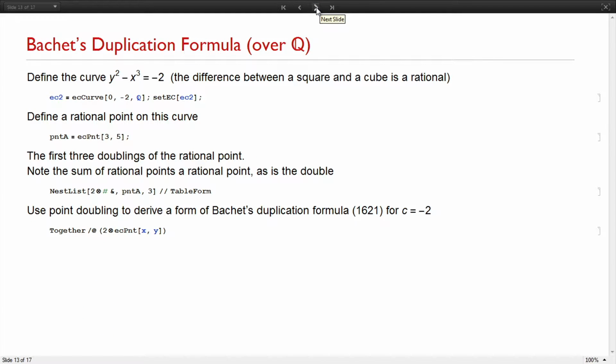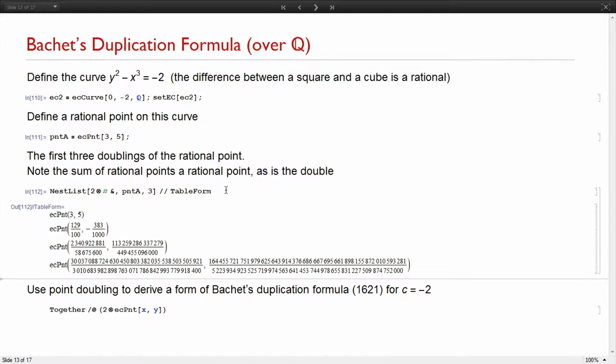Another interesting example: back before Descartes, an early mathematician by the name of Bachet developed a duplication formula for points that satisfy that relationship, the difference of a square and a cube equal to a rational number. And so we can duplicate his work, define the curve, define one rational point on the curve, and then double the points. That is, add the point to itself would be the idea in modern elliptic curve terminology. He wasn't thinking in those terms.